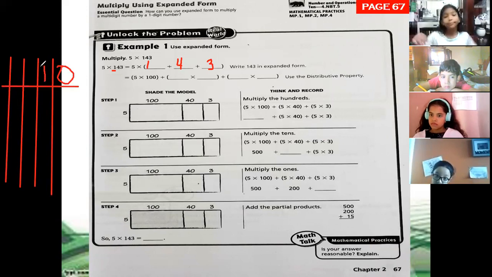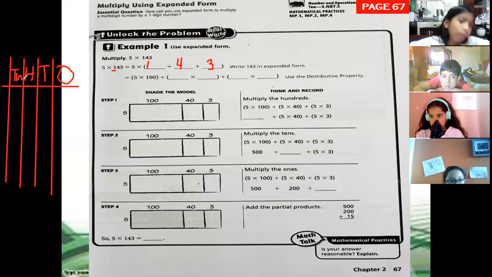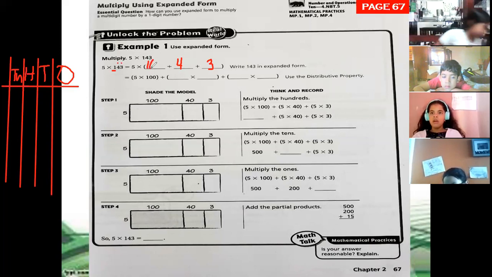So we have ones, tens, 100, and 1,000. So according to the positions of this number, the 1 is in the 100 position. And after the number 1, we have 2 digits. So we have to add 2 zeros, okay? How many digits are after the number 4? Only 1, just 1. So here, the number 4 is in the tens position. I have to add 1 zero.